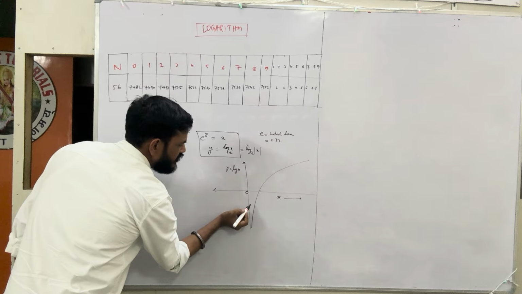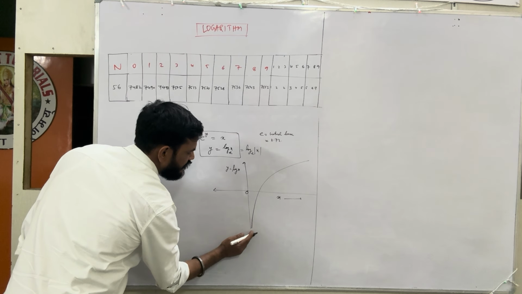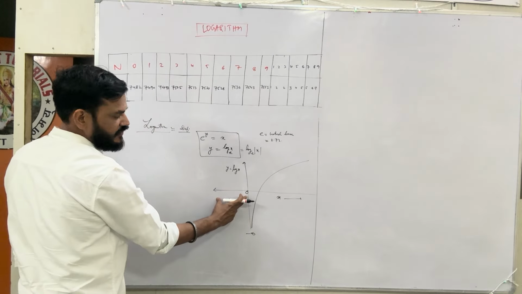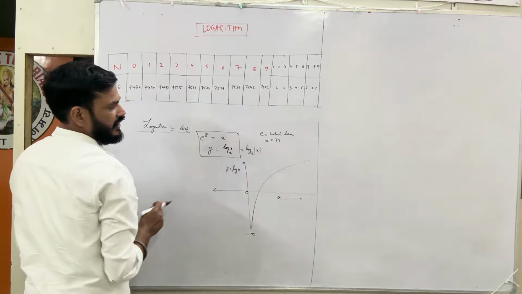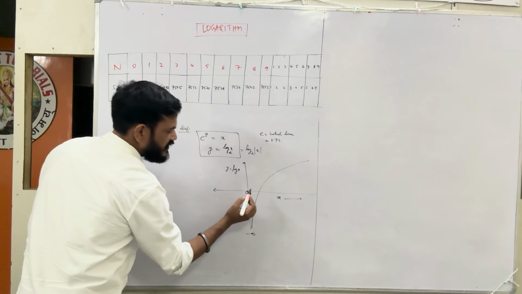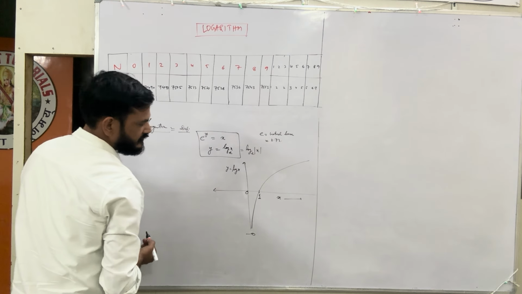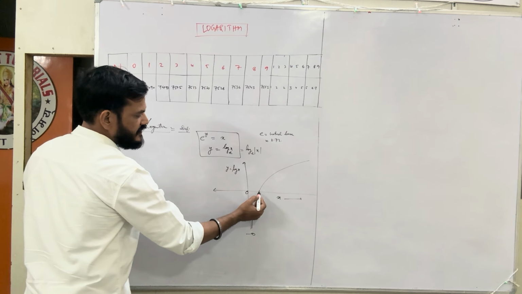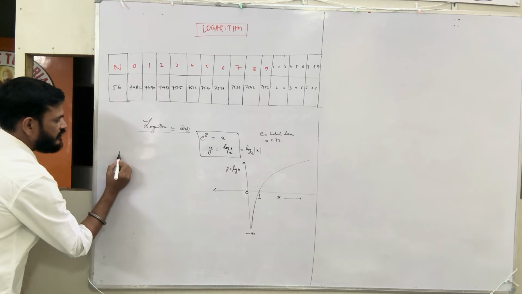For x equal to 0, the value of the logarithm is minus infinity, and log does not exist for negative values of x. That is why you put mod before the argument. Another thing you see is that when x becomes 1, the value of log is 0. So log of 1 is 0. There are a few more features of log.